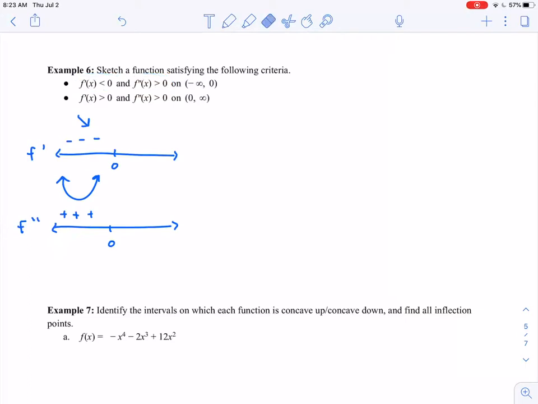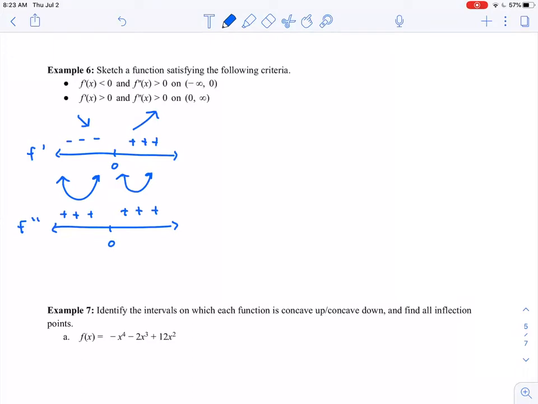And then, okay, now we have some different behavior on 0 to infinity on the right-hand side. Then f prime of x is greater than 0, so f prime is positive. So our first derivative changes sign from negative to positive. Our function is increasing here. And f double prime of x is still greater than 0. It's still positive. So our second derivative is still positive, which means our function is still concave upward on that interval.